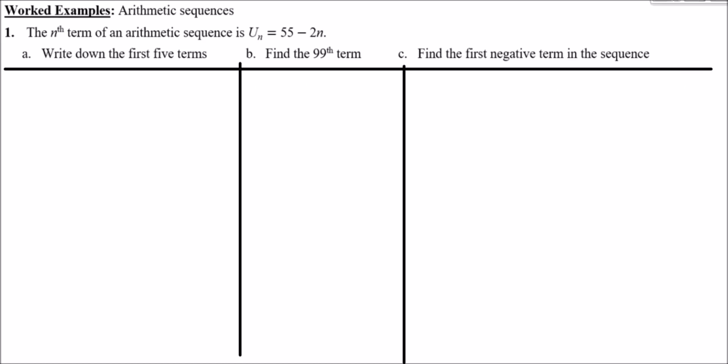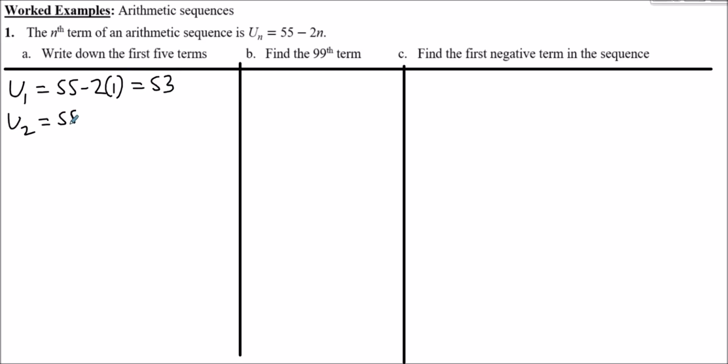So for the first 5 terms, we can do this very quickly or slightly slowly. I'll do it the slow way, just so it's absolutely clear. So first 5 terms, well, the first term will be u1. That's 55 minus 2 times 1, which is 53.